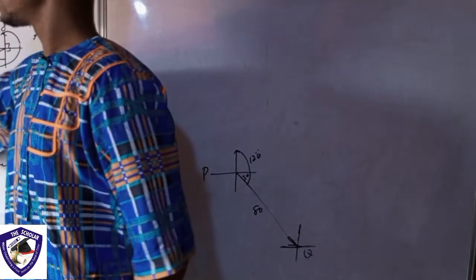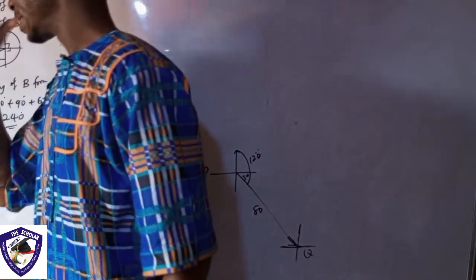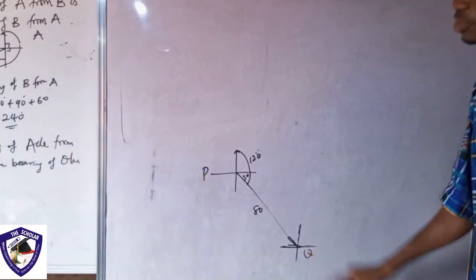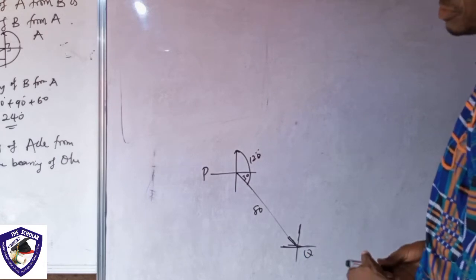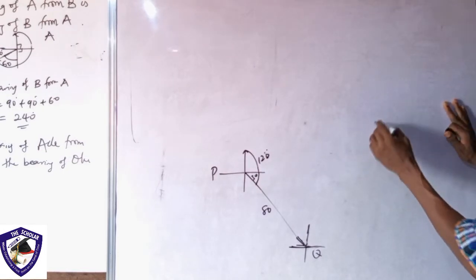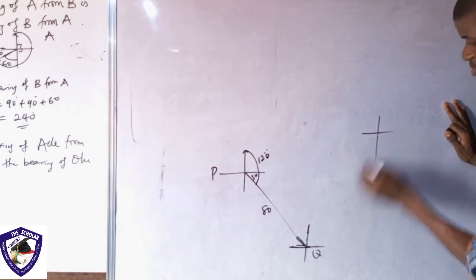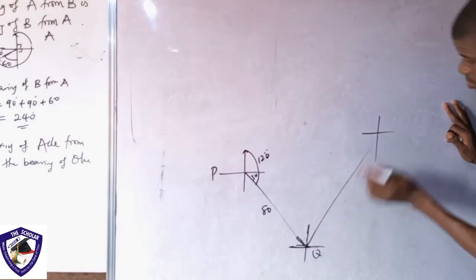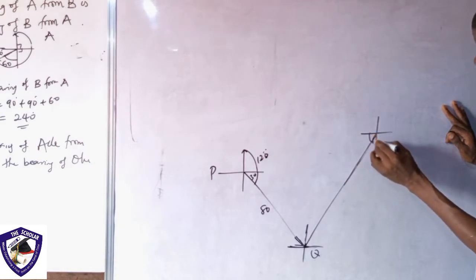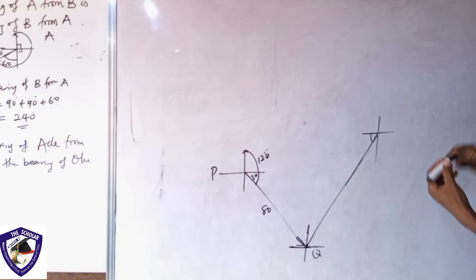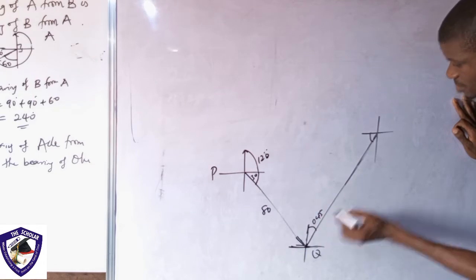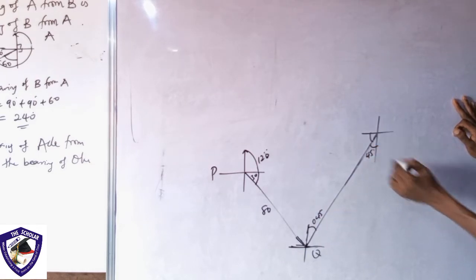Then point R is on a bearing of 045 degrees and a distance of this from Q. That is R from Q. Bearing of what? 045 degrees from Q. So we have, let's see, this is our R. 045 degrees from Q. So this will be alternate to this. I hope you are with me.